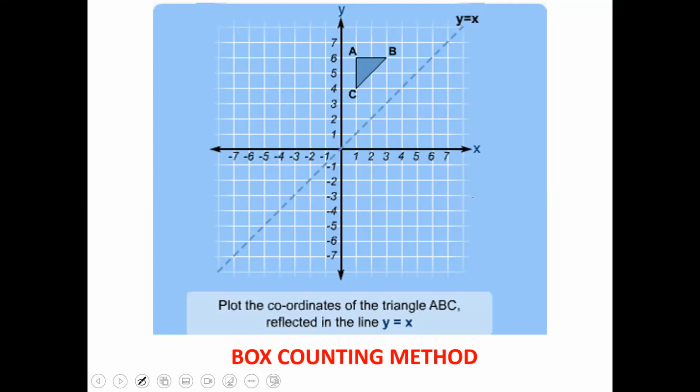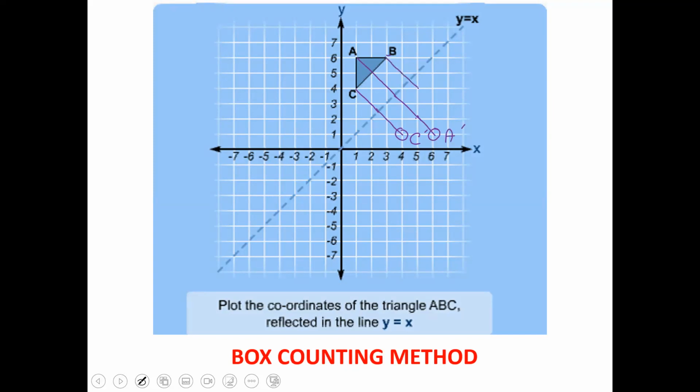Now look at this diagram. It's a triangle ABC. The method, which is very simple, is called box counting. You can go directly from here, like this is 1.5 boxes. So 1.5 boxes, you continue forward and you will get a point here, which is C prime. Then you count from A, you go like this, and then move by the same and mark it here. This is A prime.